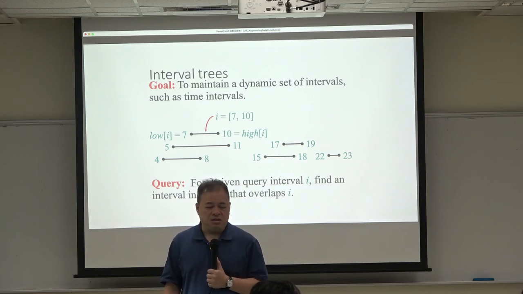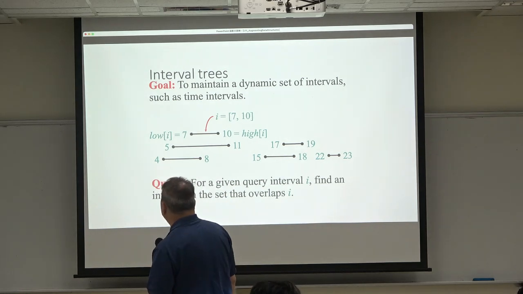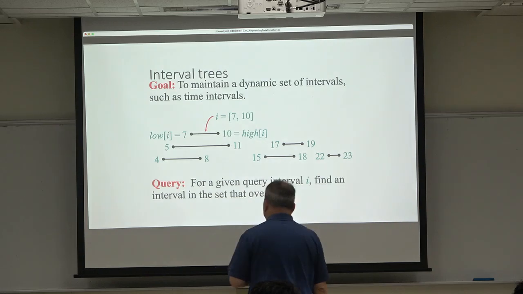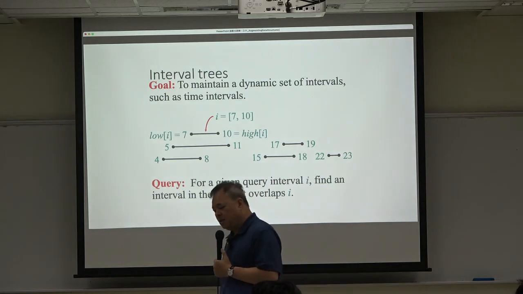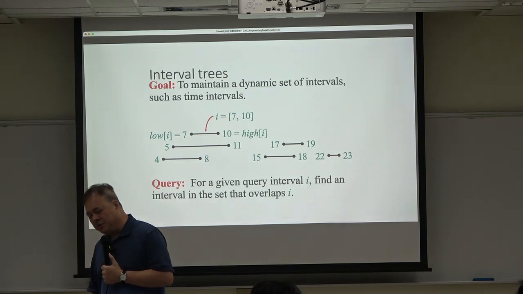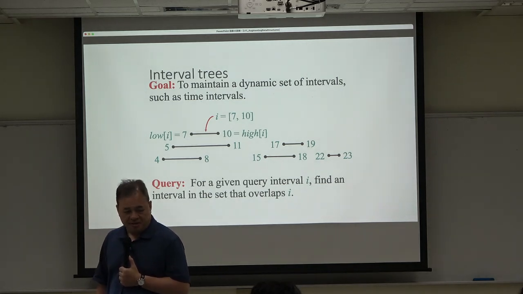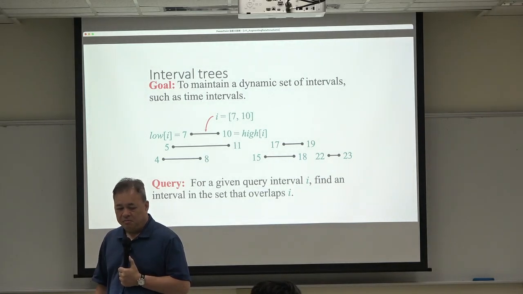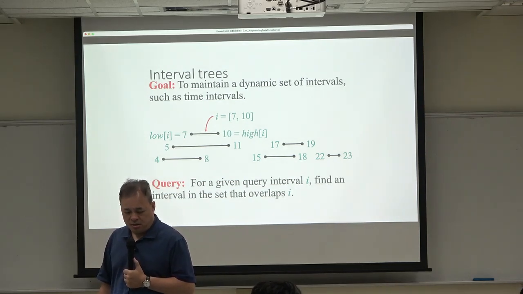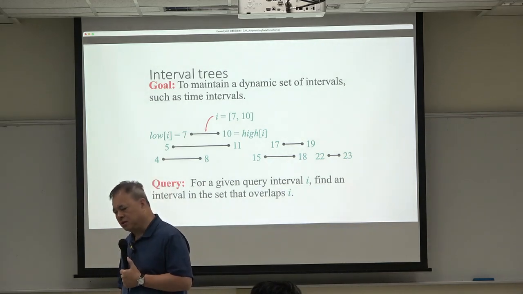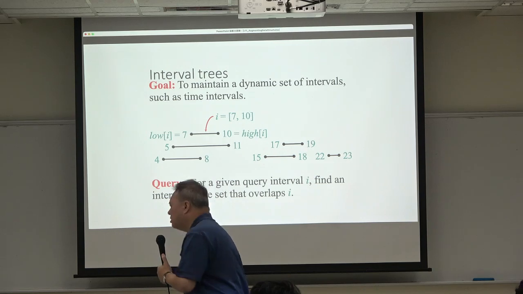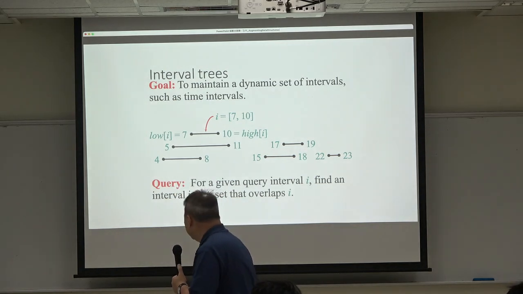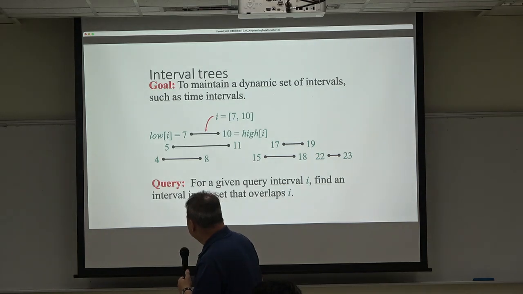In my computational geometry class, I also talk about interval tree. But the interval trees that we talk about in computational geometry are different. They don't rely on red black tree. But yes, they also use a binary search tree, but they don't involve red black tree. So we don't talk about maintaining a red black tree property there. But the idea is similar.